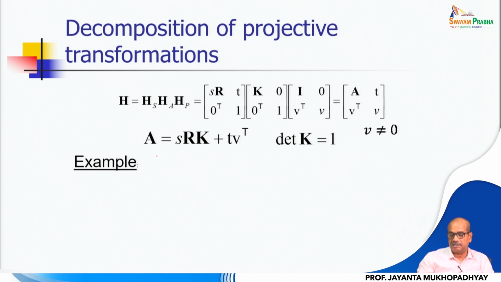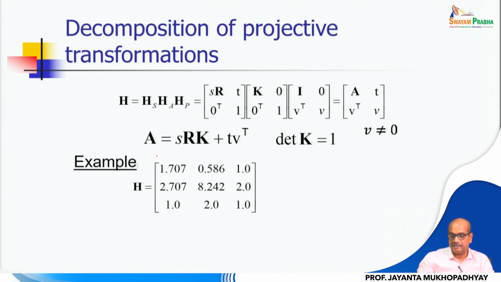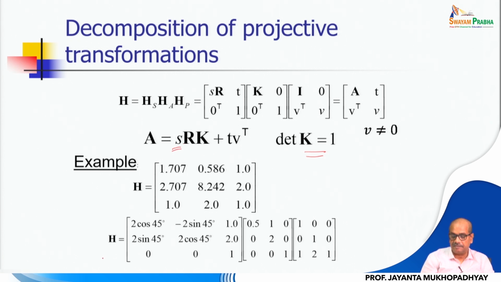Now, just to show you an example, you can see that the determinant of K is equal to 1. Some constant has also been given just to put a limit on S. So this is H, and this is one example of how this projective transformation can be explained in terms of a series of transformations, where you can see this is I, this is the corresponding V transpose, this is K, this is SR, and this is the translation. From there you can explain different kinds of parameter configurations.